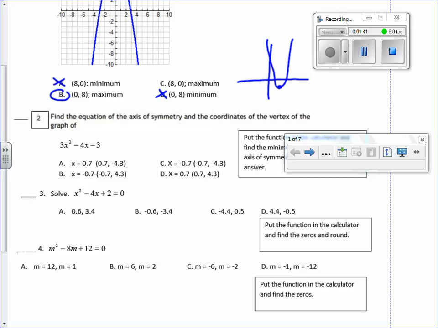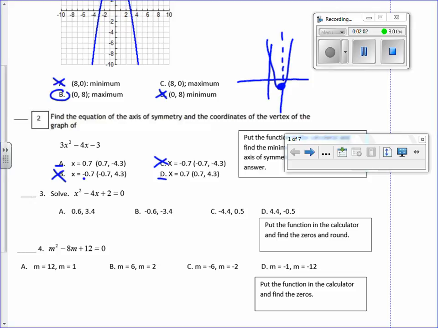So that helps us to eliminate a lot because we know that the axis of symmetry is also going to be a positive number. So we know that this can't be the correct answer because this 0.7 is negative. All right? We know this can't be the correct answer. So now we have to choose between A and D.